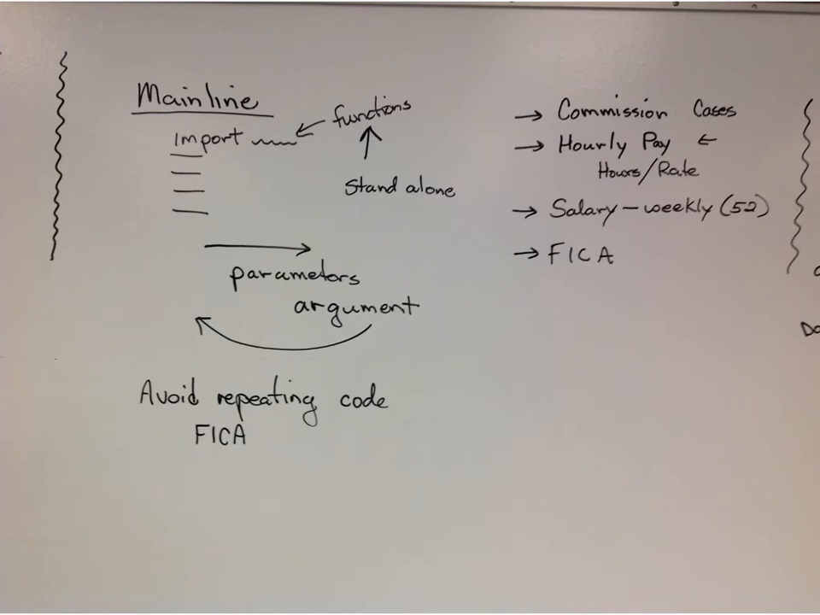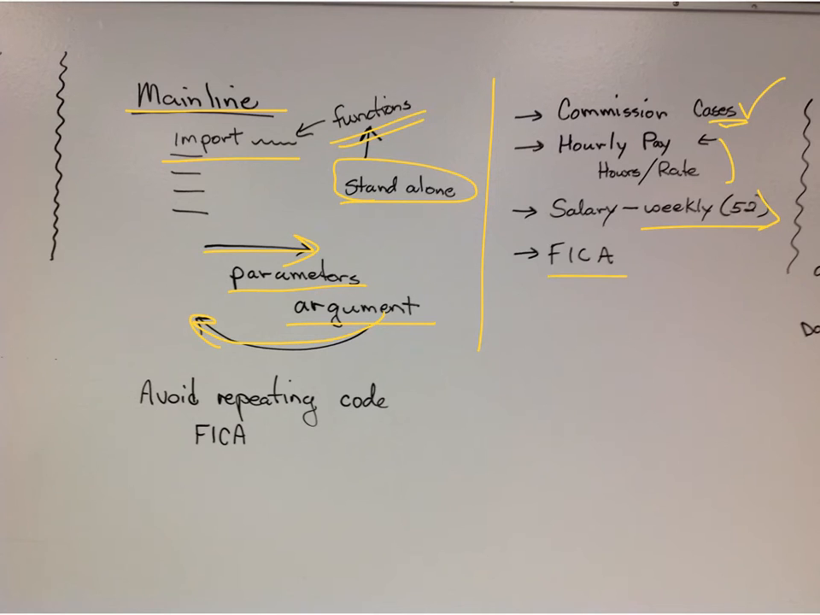Talked again about the importance. You have a main line, import a file that is loaded with functions, it can stand alone, parameters and arguments, send something in, get something back out. We talked about commission, how many cases they produce, hourly rate, salary, weekly. All I gotta do is divide by 52, and FICA, just multiply by some percentage. You want to avoid repeating code, for example, for the FICA.